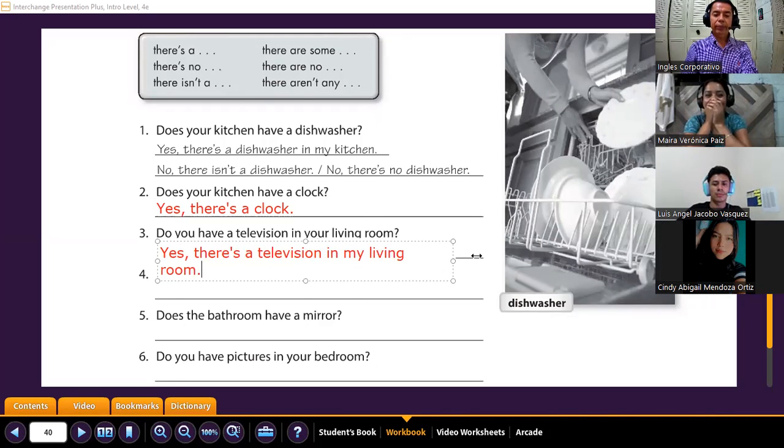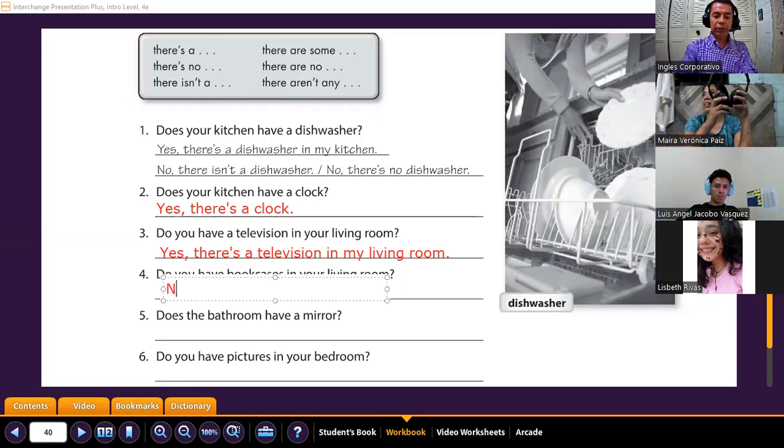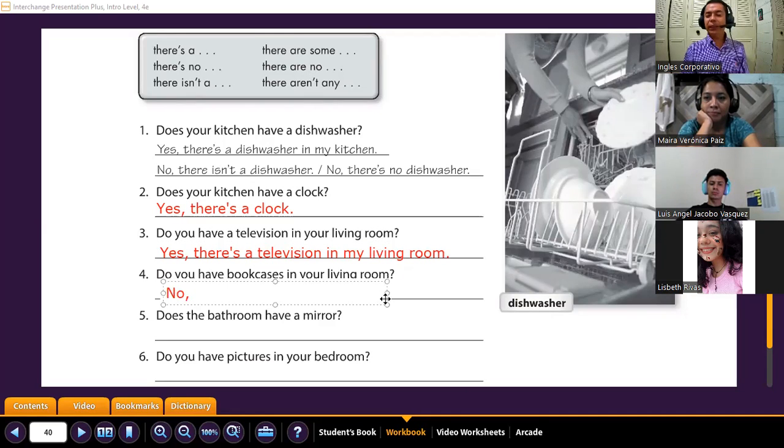Beatriz, hello. Hi, welcome. Do you have bookcases? Bookcases are libreras, right? Do you have bookcases in your living room? Yes or no? No. Okay, the option is no. No, there isn't. No, there aren't. No, there are no. It would be there isn't, but remember, bookcases is plural, right?